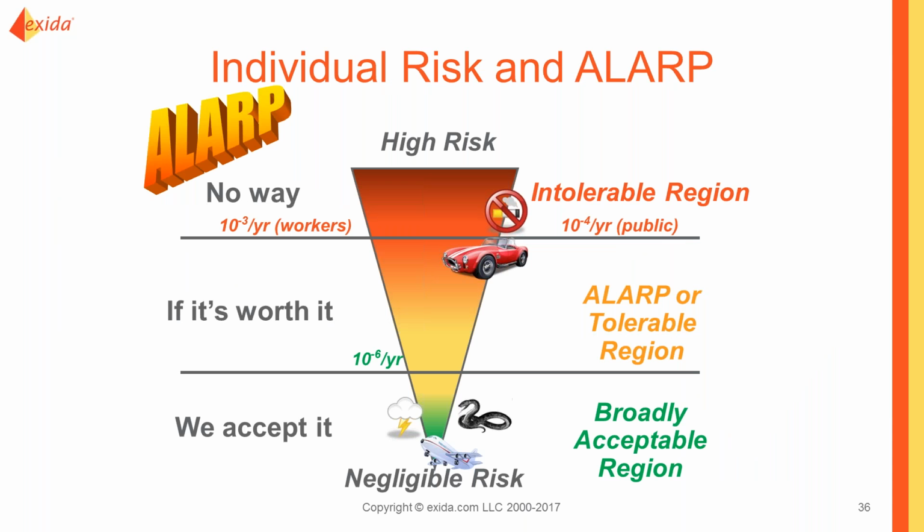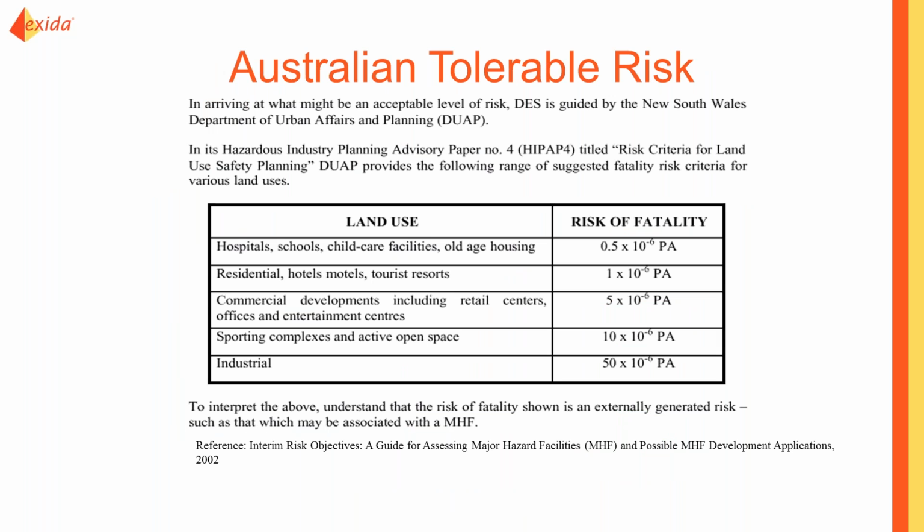This is the ALARP drawing again, but it does give indications, say in the UK, what the Health and Safety Executive has put out as tolerable risk examples. There are other countries that do that. So in Australia, they have a tolerable risk guidance for the use of the land or what the type of facility is.